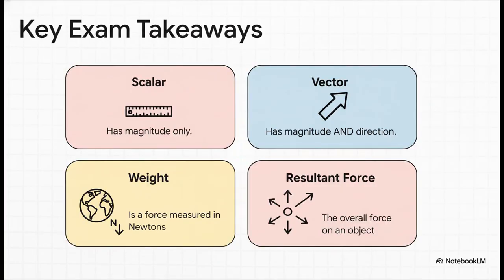All right, let's boil all that down. Super fast recap of the absolute essentials. Ready? A scalar has magnitude only. A vector has magnitude and direction. Weight is a force, and it's measured in newtons. And the resultant force is just the single overall force. If you can walk away remembering those 4 points, you are in a fantastic position for your exam.